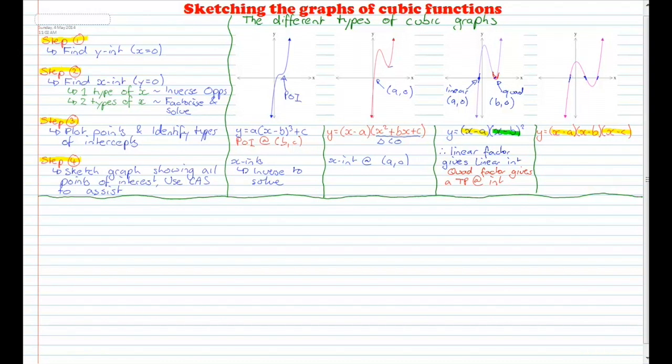Of course, because it is a cubic though, it has a slight curve to it, but the way I like to think of it is because it's got a linear factor, it's got a straight line going through the intercept, unlike the quadratic factor which had a turning point on the intercept. So therefore, 3 linear factors produce 3 separate intercepts, that is at the coordinates a, 0, b, 0, and c, 0.